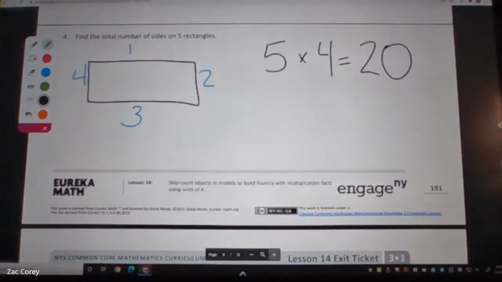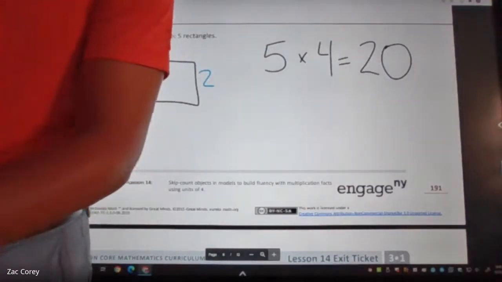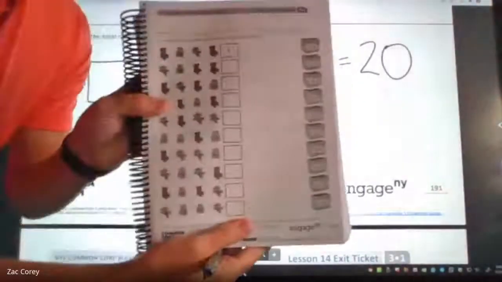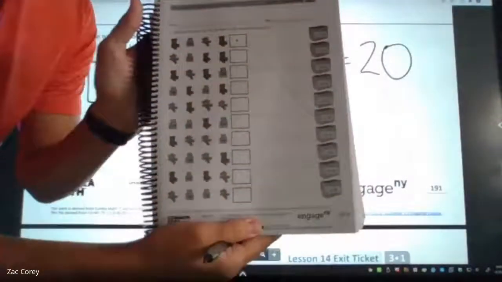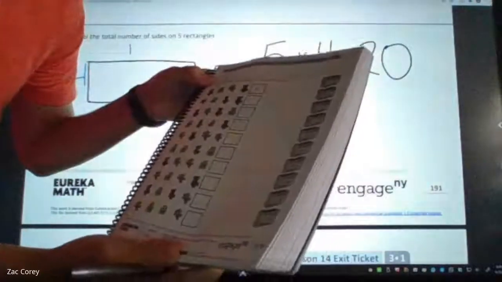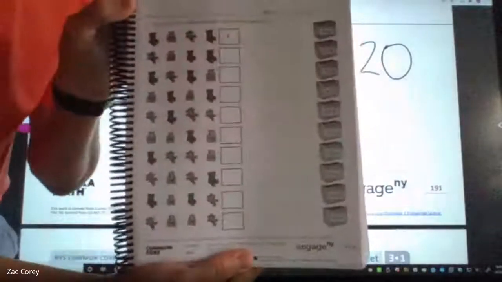All right. So let's see if you guys can do this on your own for lesson 14 homework. Lesson 14 homework looks like this. So instead of fruit, on this one it has teddy bears, but really it's the same exact thing because you're even skip counting by 4s again. So really it's almost the same exact thing as we just did together. So that is page 1.E.12. You're going to do the front and back.